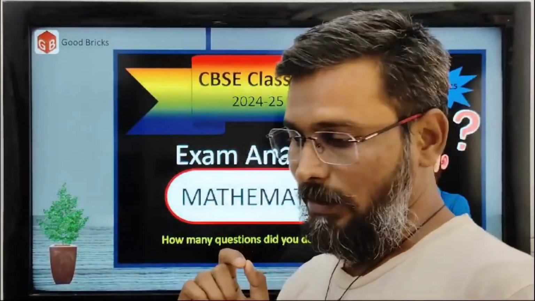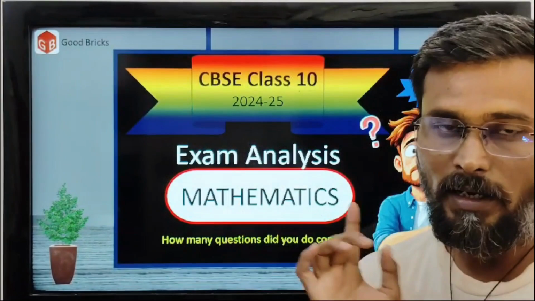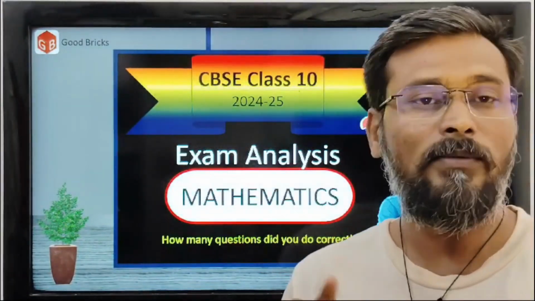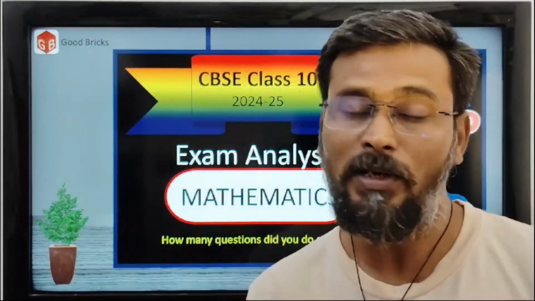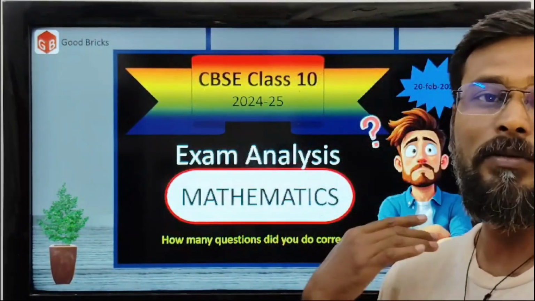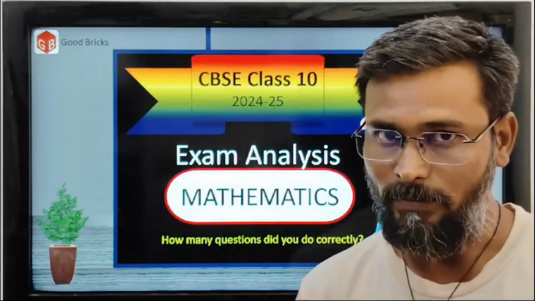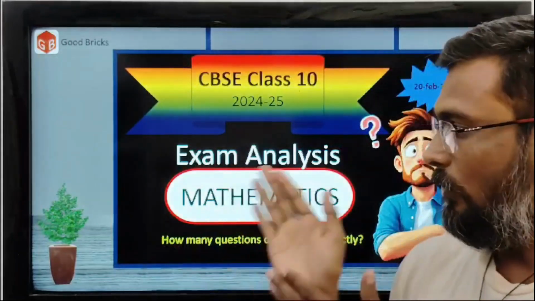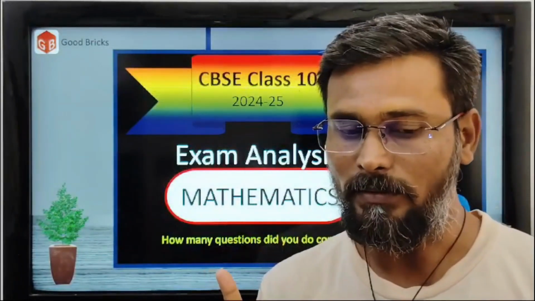Here, CBSE students, this is just a paper analysis done by us. Don't treat it as a final key paper, because we are not official or authentic people to release a key paper. So please wait until the board releases the final key paper. Till then you can go through our paper analysis. This is just a paper analysis. Don't think that this is a final or authentic key paper.